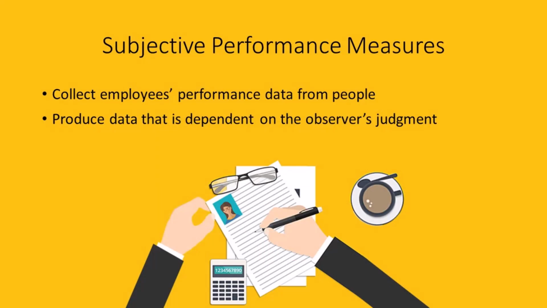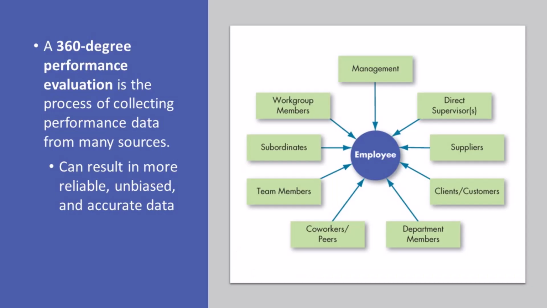Subjective performance measures, on the other hand, collect performance data from raters. A manager might rate how well an employee completes essential job duties or how frequently they exhibit critical behaviors. Ratings are dependent on the observer's judgment, which is in turn influenced by their perceptions, attitudes, and emotions. These measures then result in data that is less accurate than that from objective measures. Managers are not the only source of performance data.